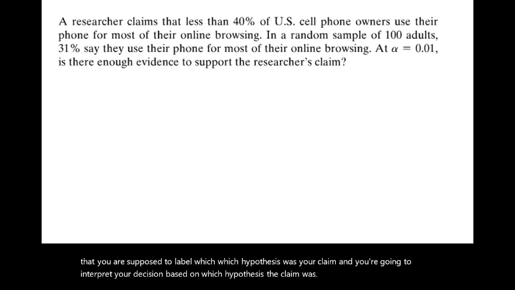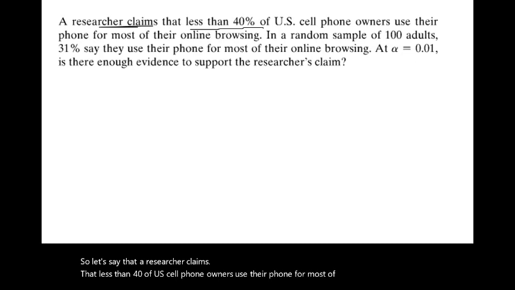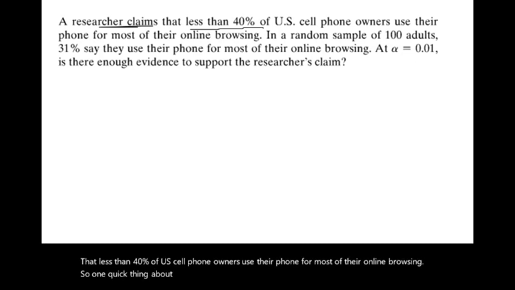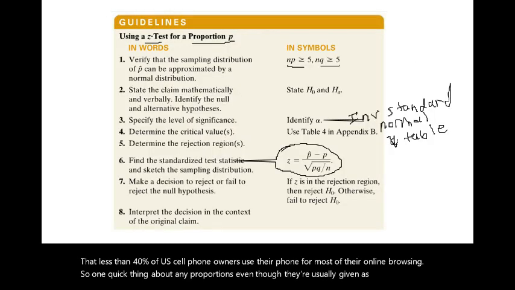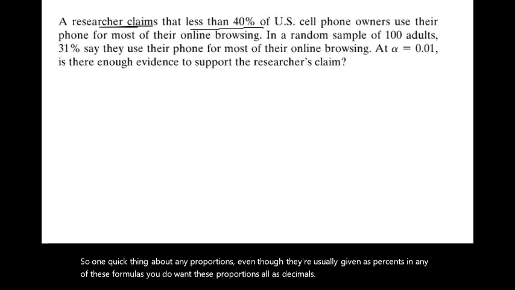So let's say that a researcher claims that less than 40% of US cell phone owners use their phone for most of their online browsing. So one quick thing about any proportions, even though they're usually given as percents, in any of these formulas, you do want these proportions all as decimals. So let's translate this claim into math.